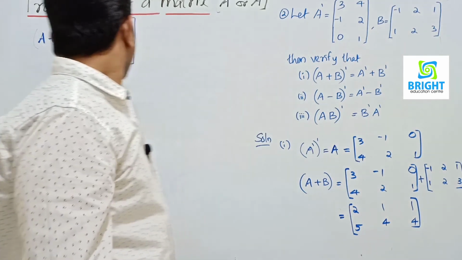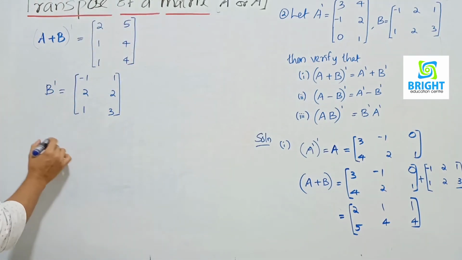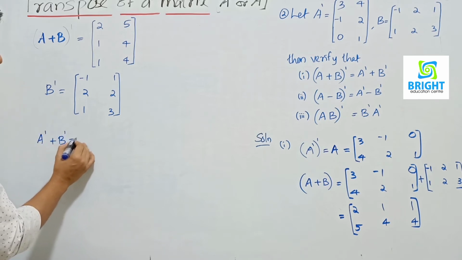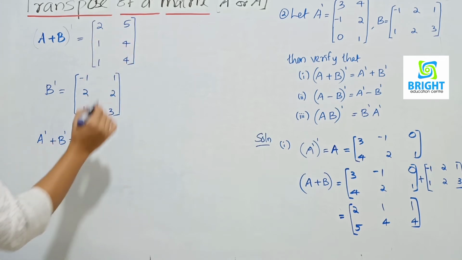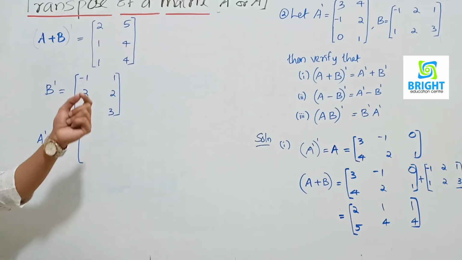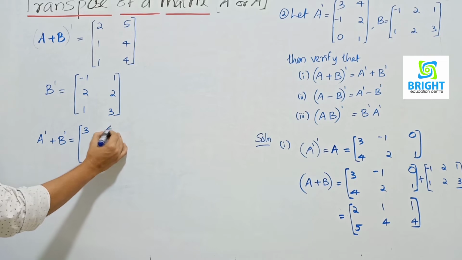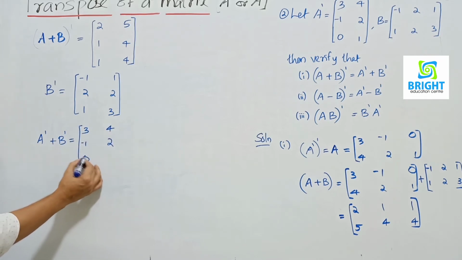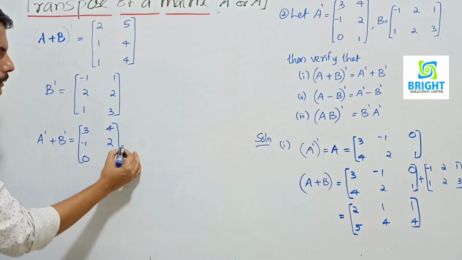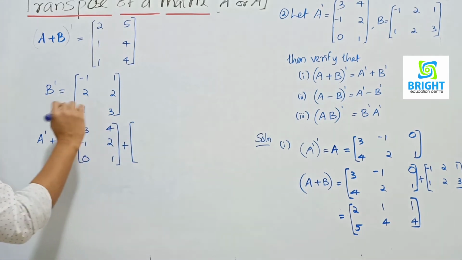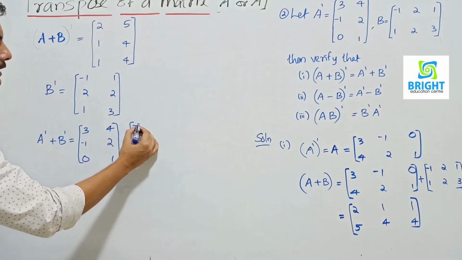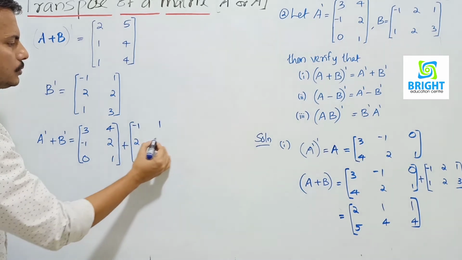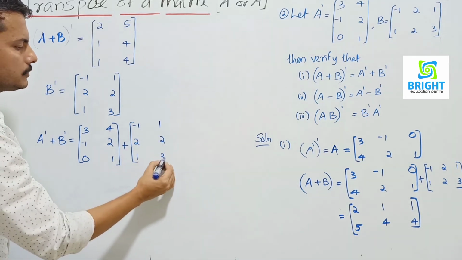Okay, and A dash plus B dash, I am doing it separately. A dash plus B dash is, what is A dash? I will be writing A dash once again. It is there in the question itself. 3, 4, minus 1, 2, 0, 1 plus, what is B dash? Just now we found it. Minus 1, 1, 2, 2, 1, 3.